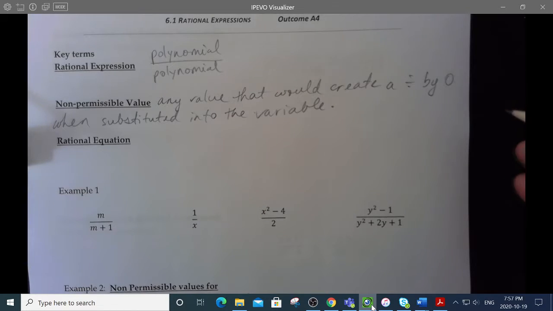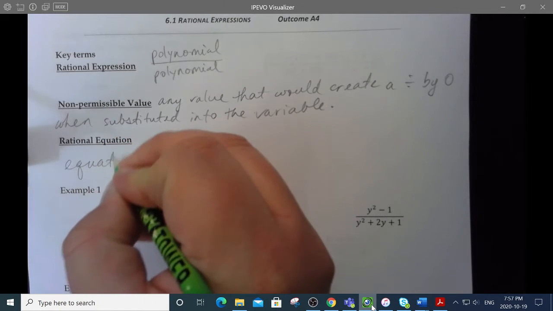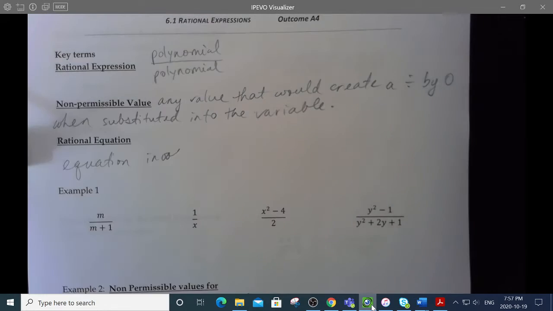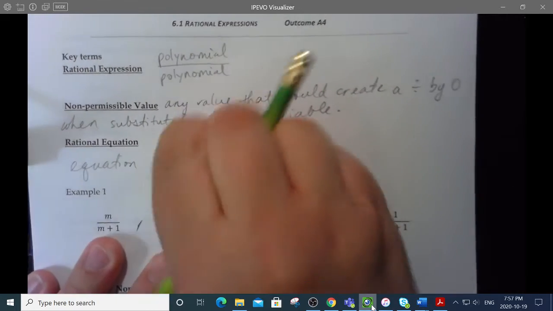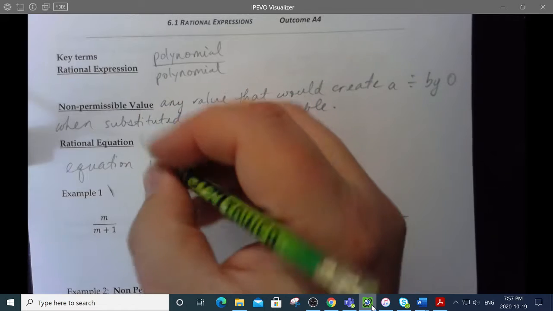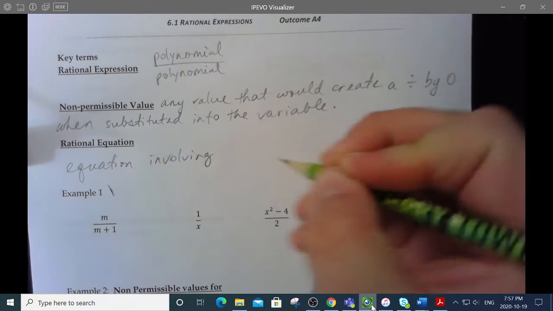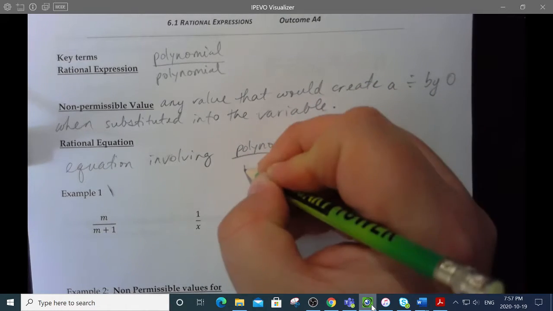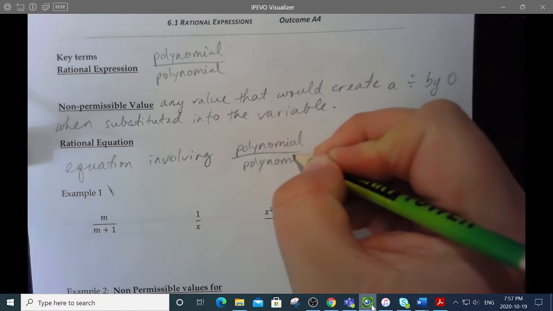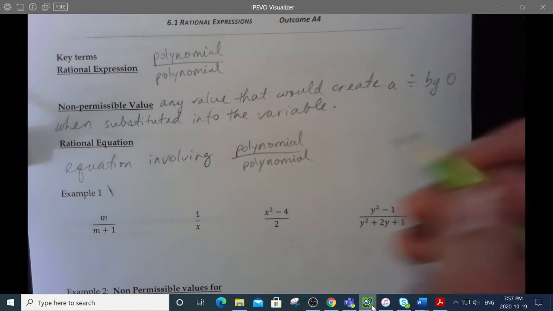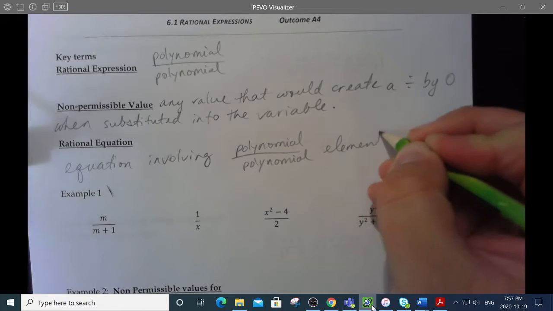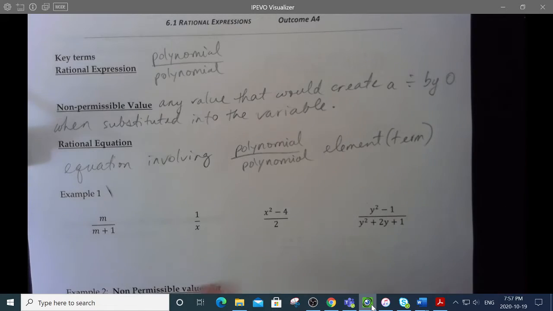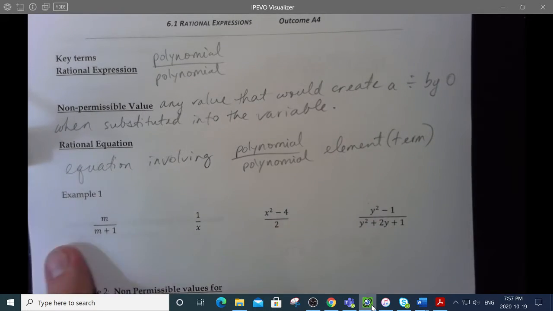A rational equation is, of course, an equation involving a polynomial over a polynomial. Oh, that's a V, oh my word. Oh, my hand froze. I thought it was going to freeze long enough so you didn't see my terrible mistake of printing there. So at least somewhere in the equation, you have to deal with a fraction element, that is, a term that involves a polynomial over a polynomial. In other words, it's an equation that has something that looks like one of these in it.